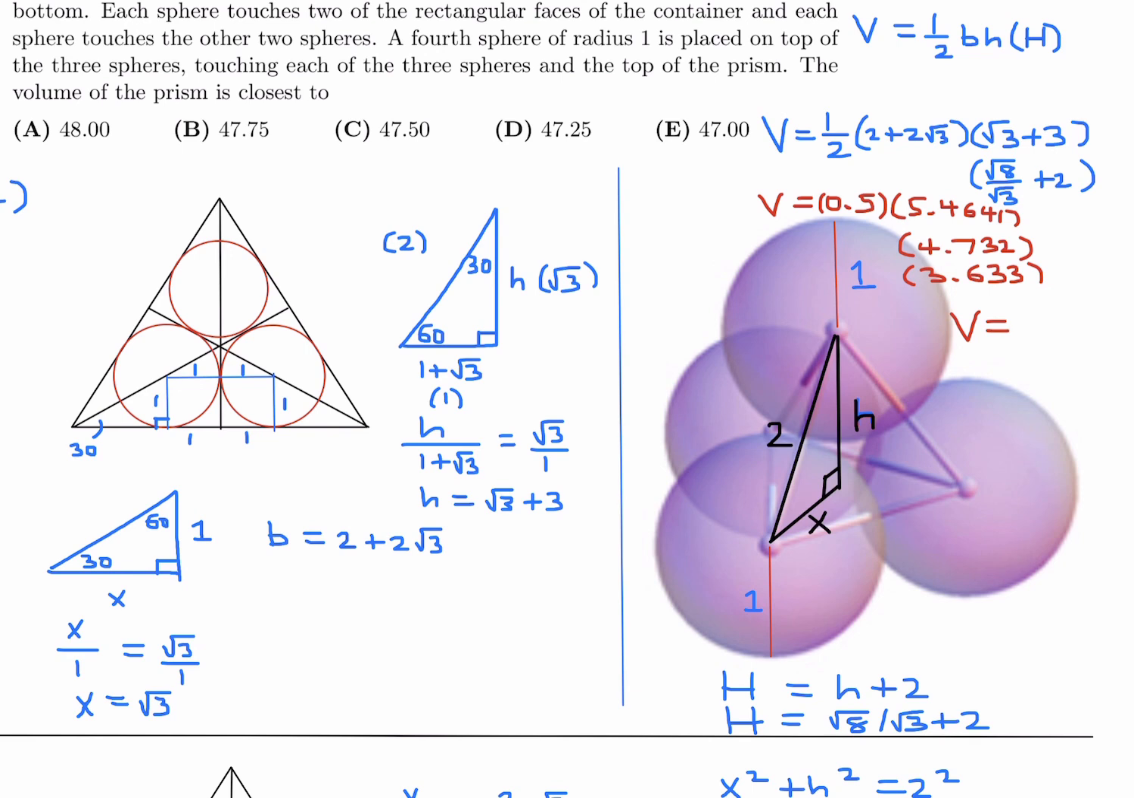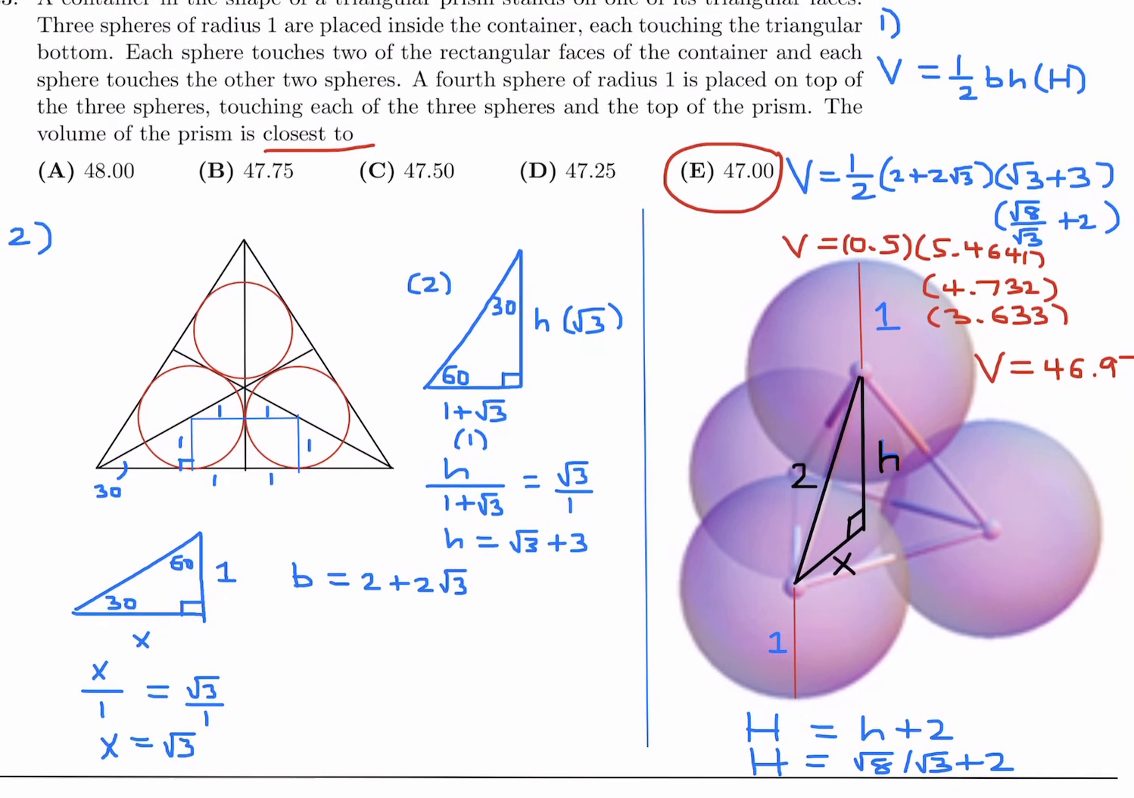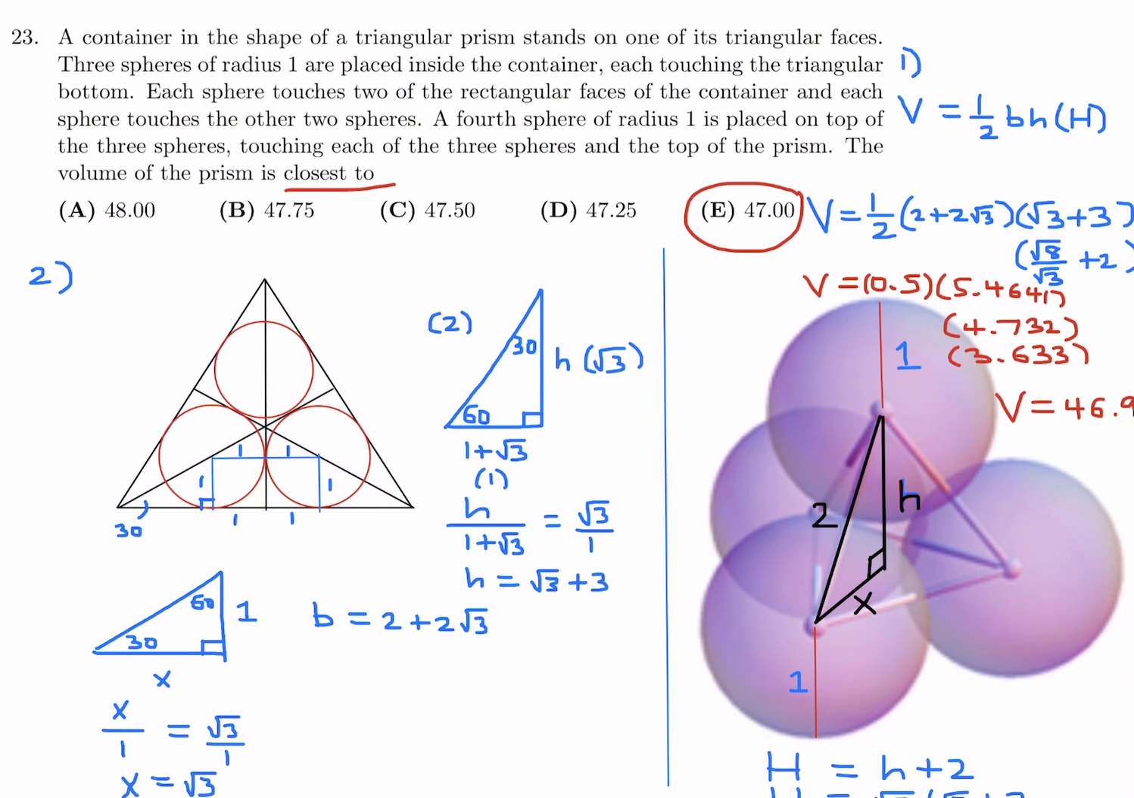And when you crunch out all those numbers, you get approximately 46.97. And therefore, the volume of the prism is closest to, 46.97 is closest to 47 among the answer choices, which is E for number 23.